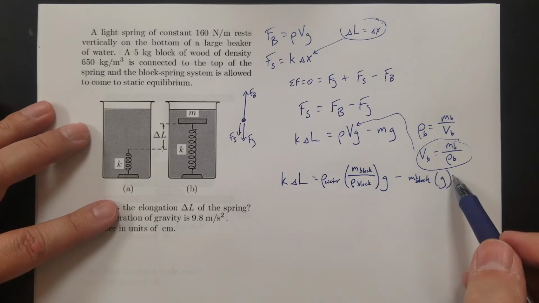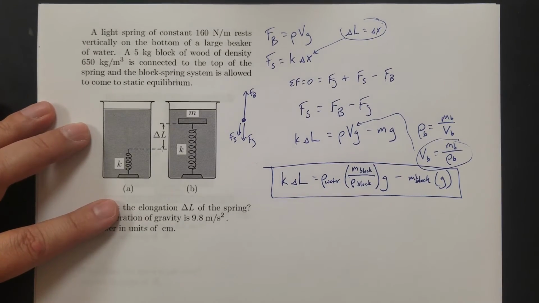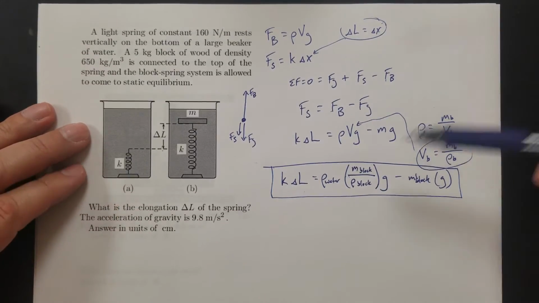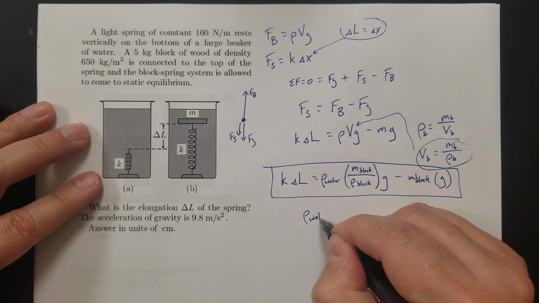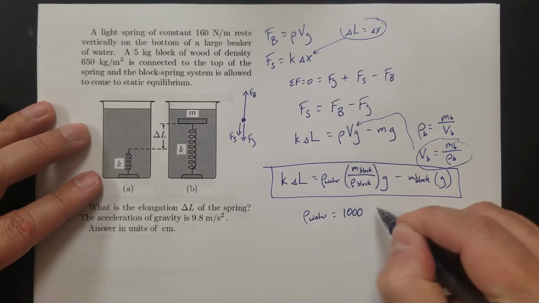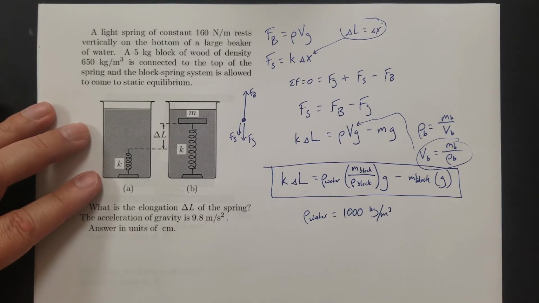And so I have this equation. I can take this equation and solve for delta L. I should know everything. Density of water, that's one of those things off the top of your head. Density of water is always 1,000 kilograms per cubic meter. Water is one of those easy ones.